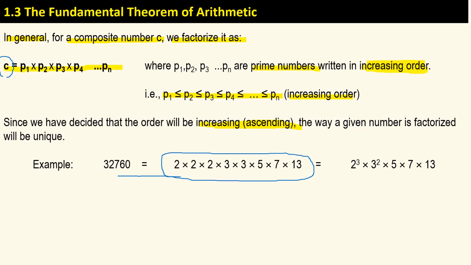So let's take the example again of 32,760. If this is expressed in its prime factors and the prime factors are in increasing order, p1 less than or equal to p2 and p2 less than or equal to p3, just like you see here, all the 2's are first, then 3's, and 5, 7 and 13. So this factorization will be unique, and that is what the fundamental theorem of arithmetic states.